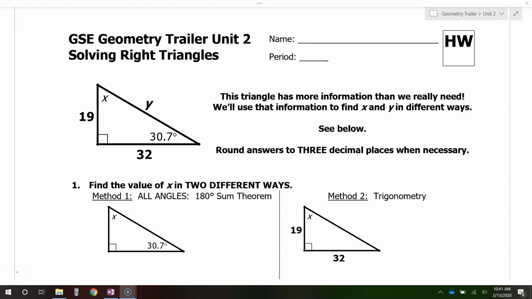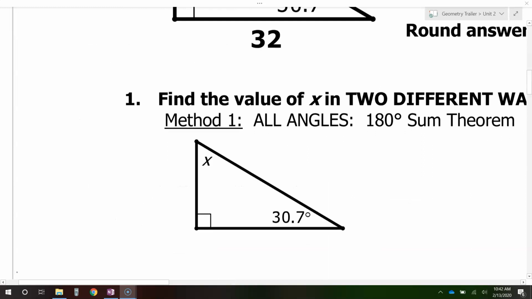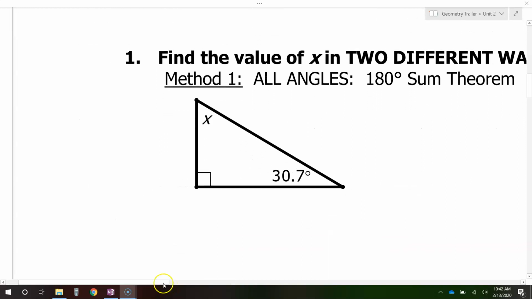In this video, I will show you how to find missing sides and angles in a right triangle using a variety of methods. Now, this triangle has more information than we need in order to find x and y. So I'm going to split the information up into different types so that we can find x and y in different ways. All right, so let's focus in on this problem.